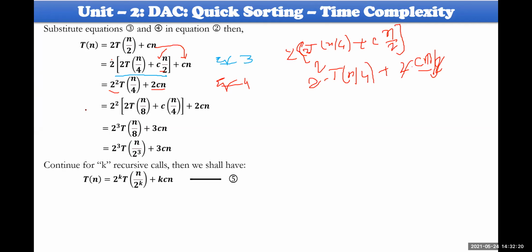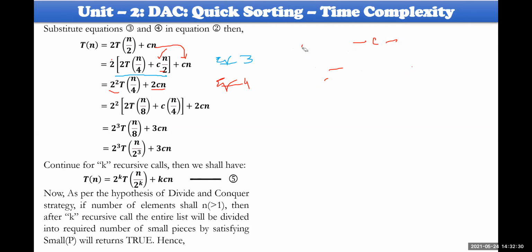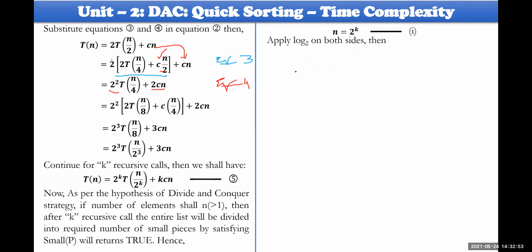Okay, then. As per the original hypothesis of divide and conquer application, what is the original hypothesis? If k recursive calls happen, then n will be divided into single-element lists or the required number of sublists. Therefore, we have to go ahead with n equal to 2 power k, equation number 6. Apply log on both sides. Then log base 2 of n equals log base 2 of 2 power k, which leads to something like this: k equal to log n.